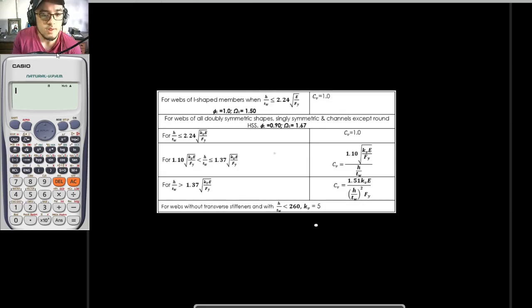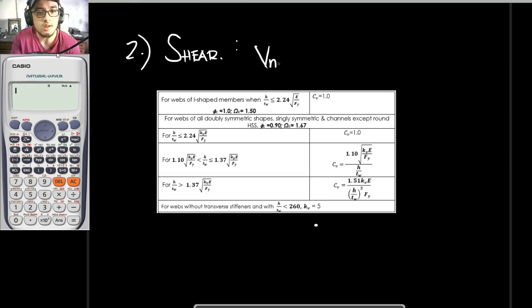Okay, second things second. Ito number 2 natin. We would be solving for the shear capacity of our member. This is pretty much straightforward, guys. Direct substitution lang. For you to get the nominal shear strength of your member, that is to be 60% of Fy web times A, area of the web, times CV.